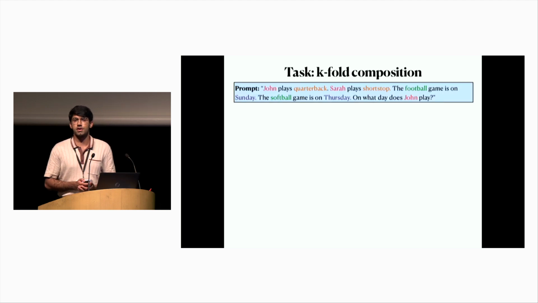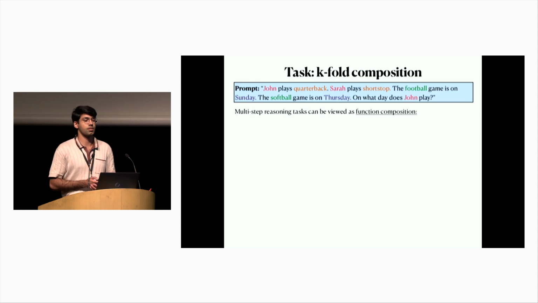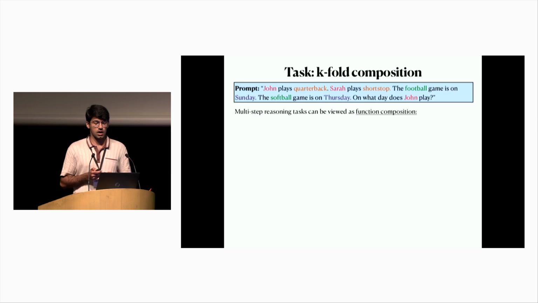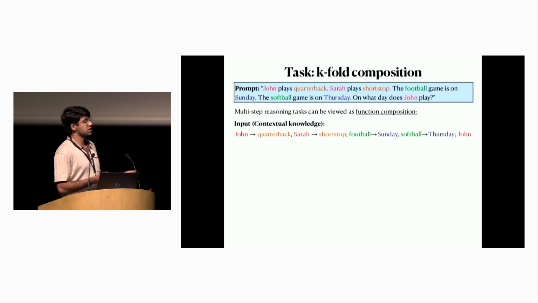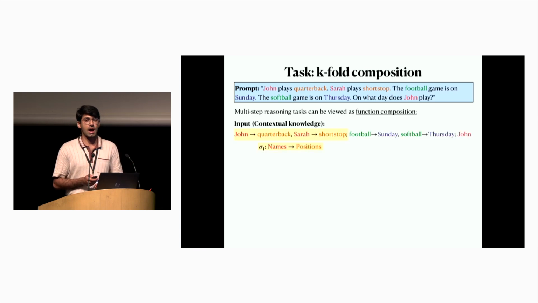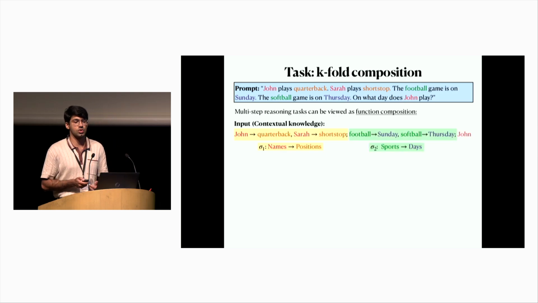So the first observation is that we can formulate multi-step reasoning as function composition. Okay, so specifically, the input describes multiple functions. Here it describes one function sigma1, which maps from the set of names to the set of positions, and another function sigma2, which maps from the set of sports to the set of days. Okay, moreover, the input contains this starting index x, being John.